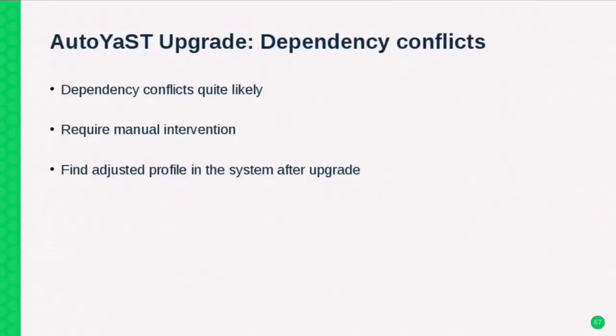But AutoYaST upgrade has one nice feature. If you resolve them in the previous step, it will record all the changes which you made to the package selection, so that if you decided to solve the conflict by removing a package, it will record it and put it back into the AutoYaST profile. So after the auto upgrade is done, you can fetch from the root home of the system a profile which will include all these changes which you had to do manually. So if you have multiple identical systems, for the next one you can use the updated profile. And if the system is really identical, you should not run into the dependency conflict anymore.